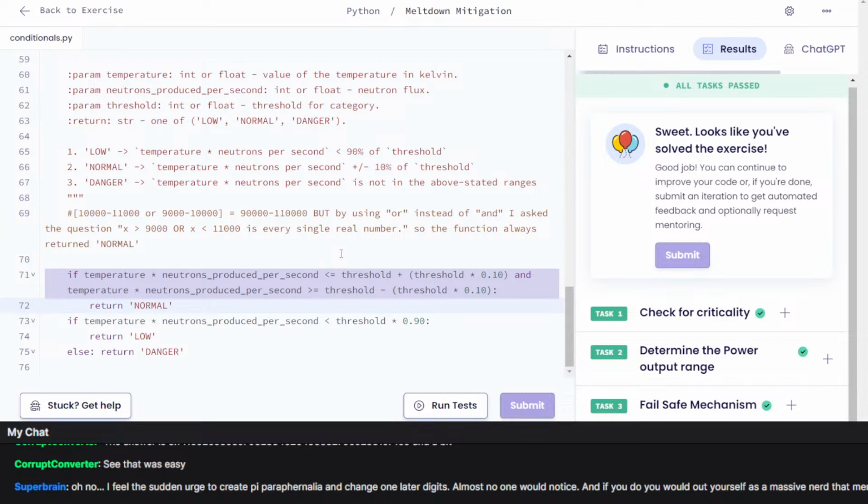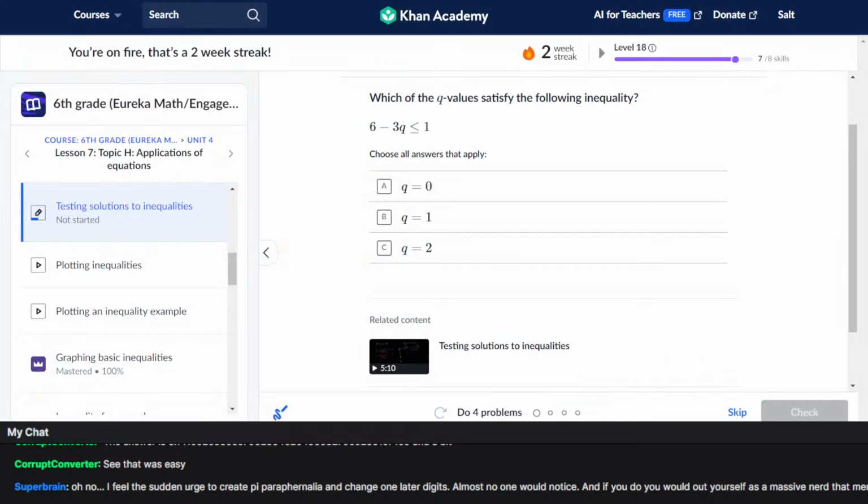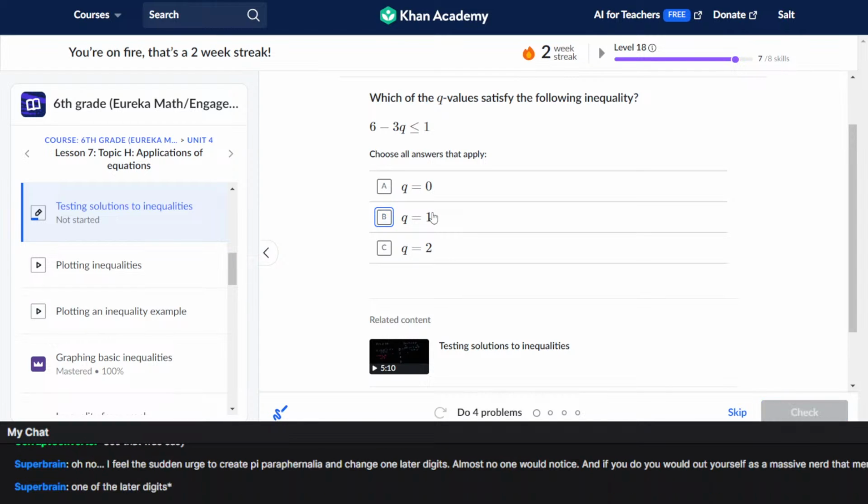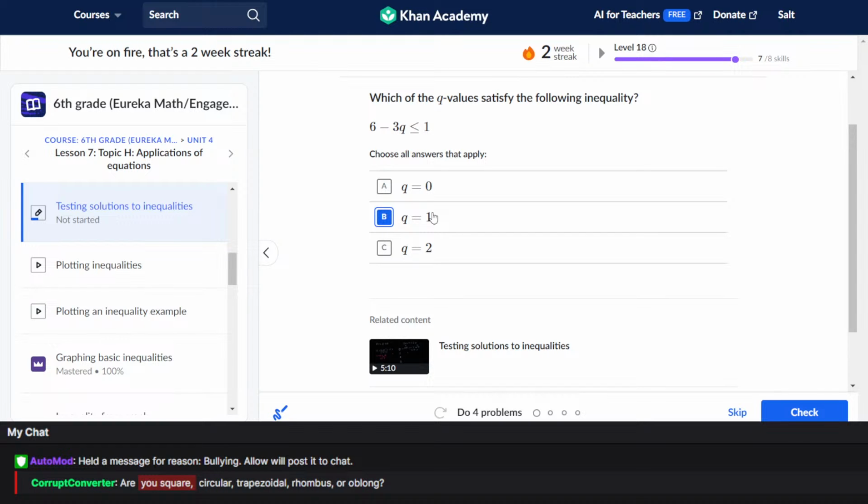Superbrain says, oh no. I feel the sudden urge to create pi paraphernalia and change one of the later digits. Almost no one would notice, and if you did, you would out yourself as a massive nerd that memorizes digits of pi. I have this feeling like someone did that because there's so many trolls in this world. Someone would have had to, and no one noticed. Superbrain says one of the later digits, asterisk. Why did Automod even hold that? That makes no sense. One of the later digits, like, what?